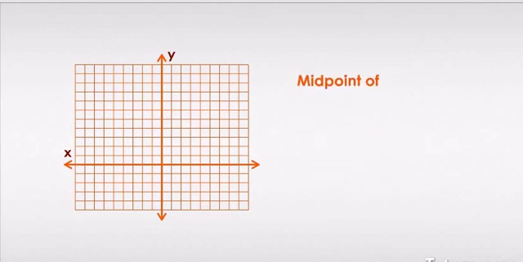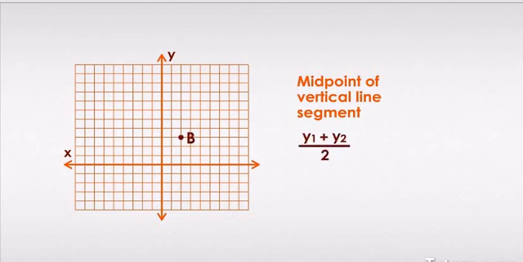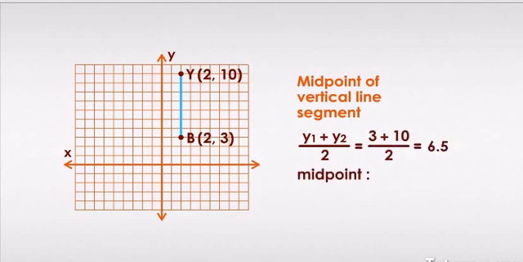To calculate the midpoint of a vertical line segment, we do the same thing, just this time we concentrate on the y values. So this time we have y1 plus y2 divided by 2. Let's say our points are point B at 2, 3 and point Y at 2, 10. After we plug them into our formula and do that math, we find that the midpoint is 2, 6.5.